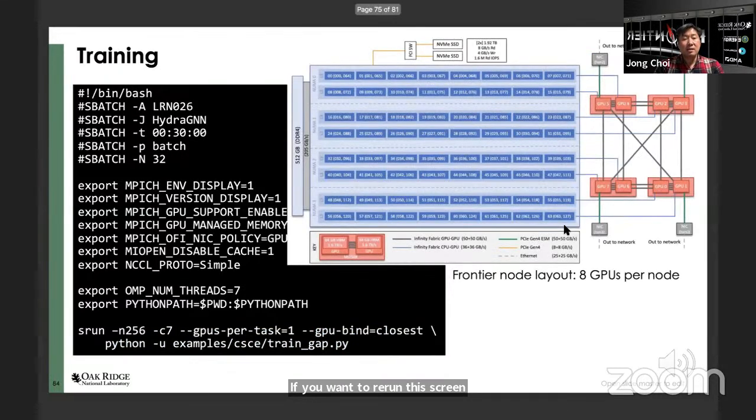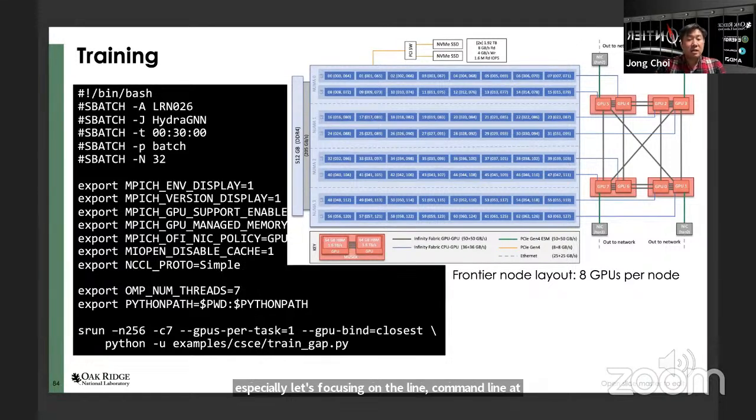Next slide. So once you're done with the pre-processing, now it is time to run the real HydraGNN training. So again, we are showing the job script, and especially let's focus on the command line at the end.